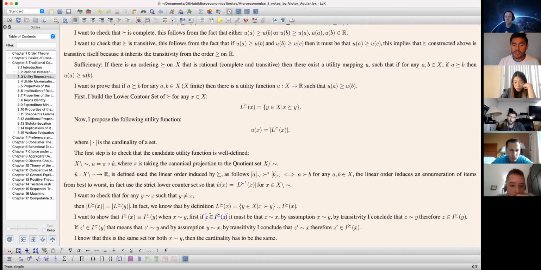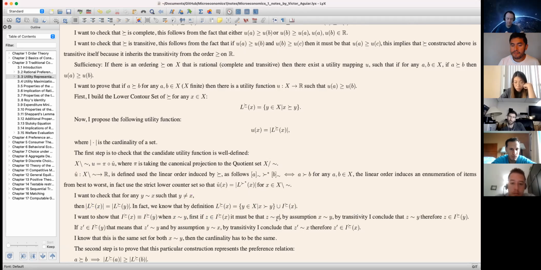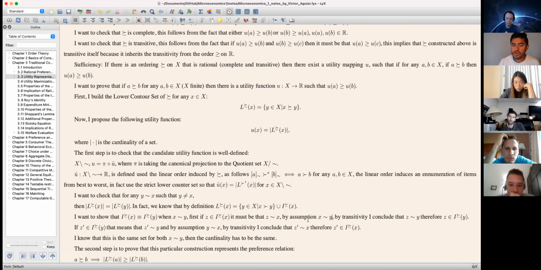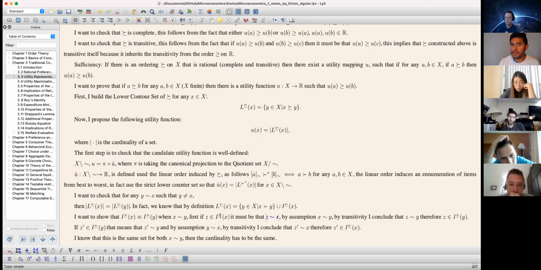So first, imagine a set belongs to the equivalence class or the indifference curve associated with X. According to this preference, it must be that the set is indifferent to X. By assumption, X is indifferent to Y, right? By transitivity, what do I conclude? That the set is indifferent to Y, right? So remember, this part here is an assumption. This part here is the definition of the indifference curve. Now I take the set and I take Y, and then due to transitivity, I conclude that the set is indifferent to Y. Now this means that the set also belongs to the indifference curve associated with Y.